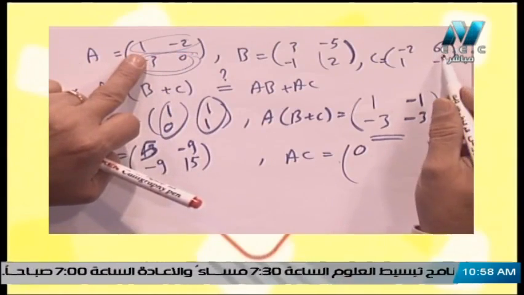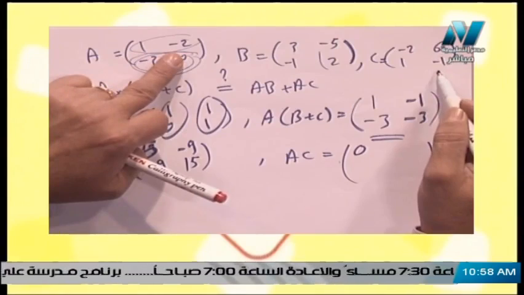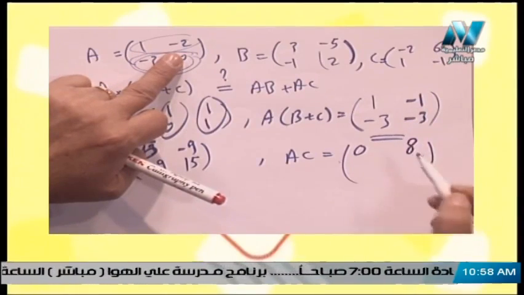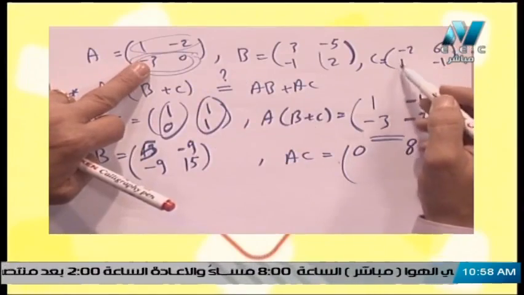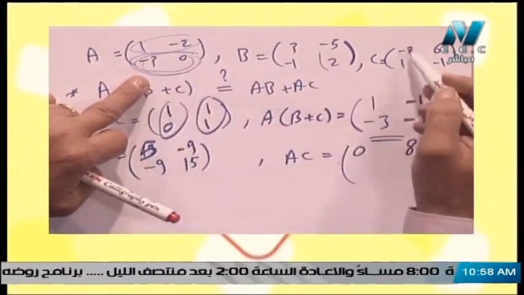And this row multiplied by this column. 1 times 6 equals 6, and 2 equals 8. This row by this column also. This row by this column.